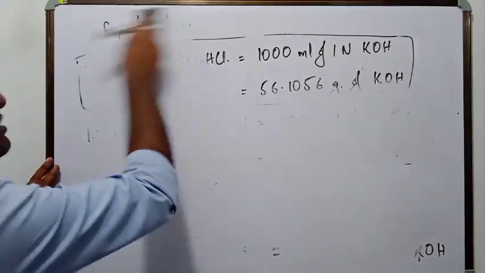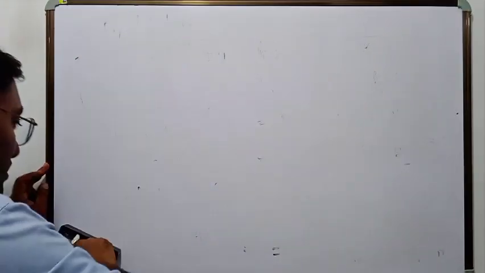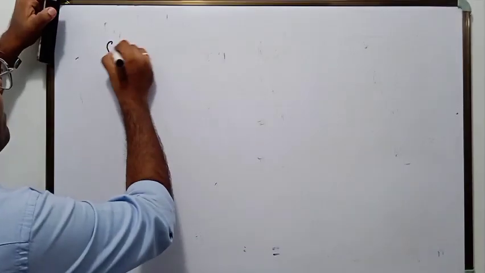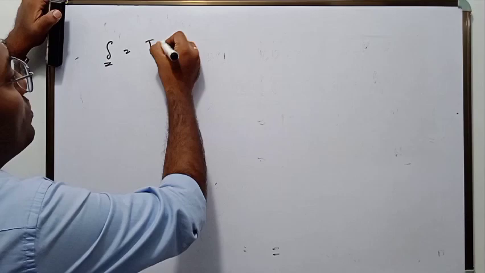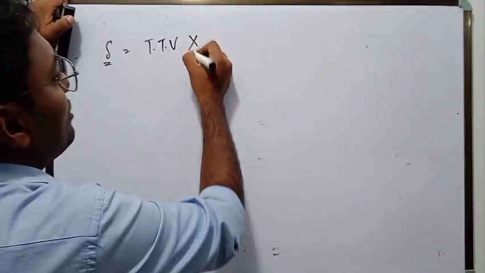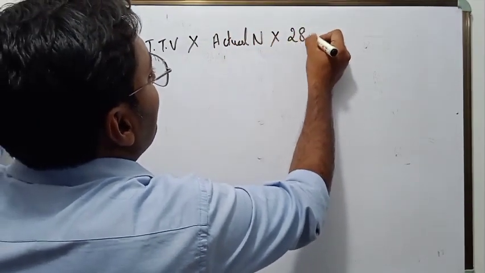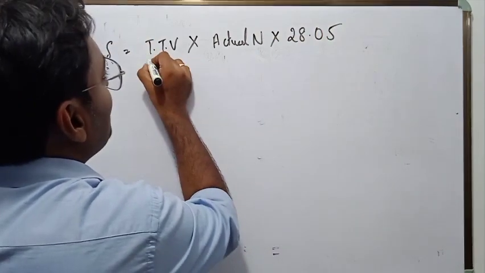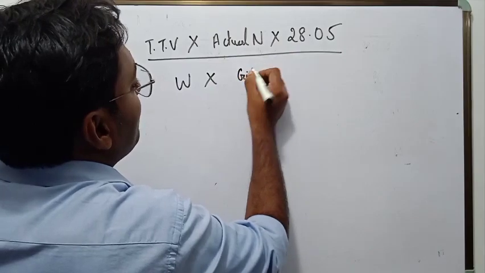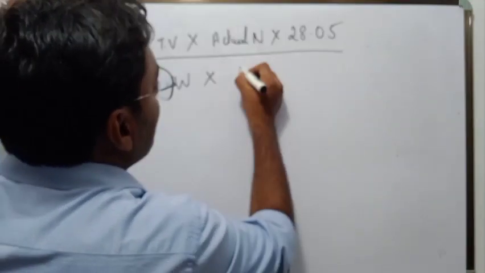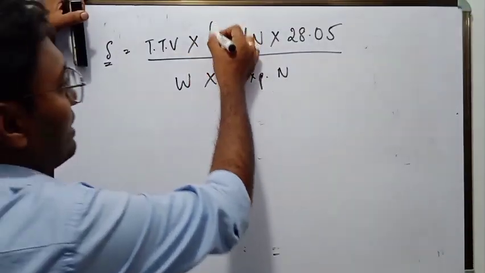Now let us look at the calculation. So this is the sample value, saponification value. Let us look at how we calculate. True titer value, or titer value, into actual normality, into 28.05 milligram, of course, divided by total weight into given normality or expected normality. So I will tell you how this part came.